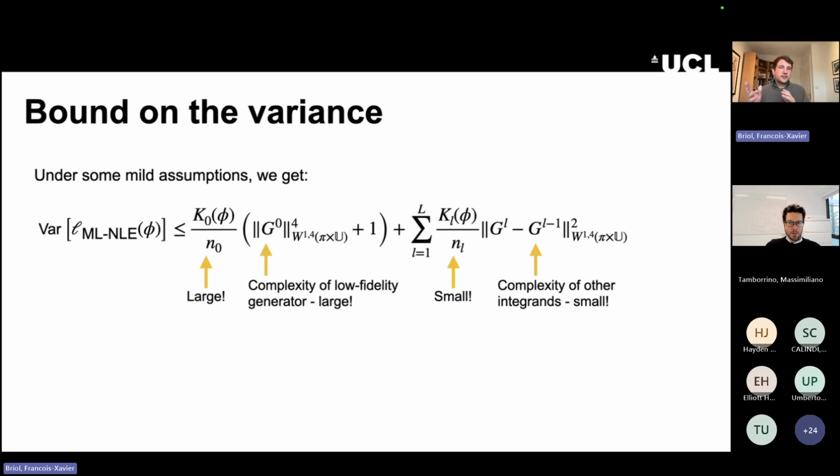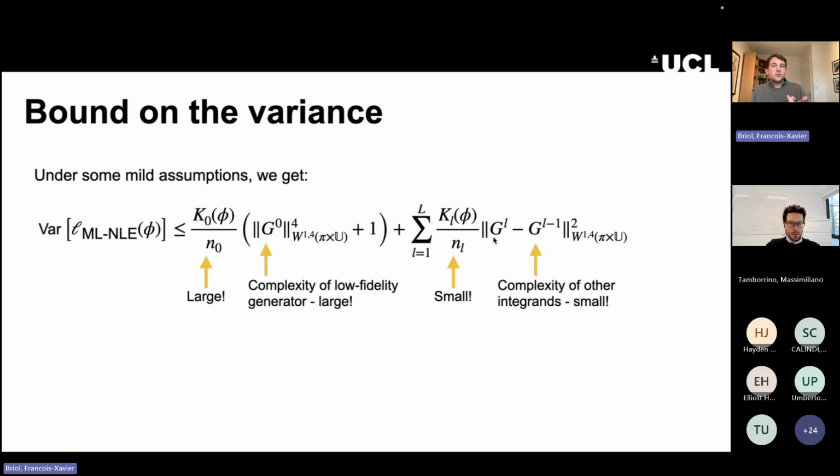On the other hand, if I look on the other side, hopefully people can see my mouse. If I look on the other term here, what's happening is that I have the norm of a difference. And so basically what this is saying is potentially this term could be very, very small if consecutive generators are actually quite similar. Okay, and so this basically explains why this method can work and when it can work in practice.